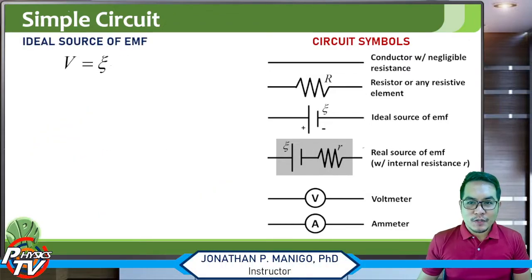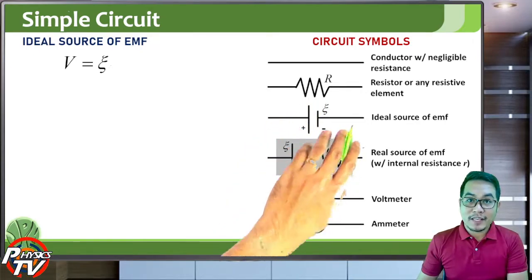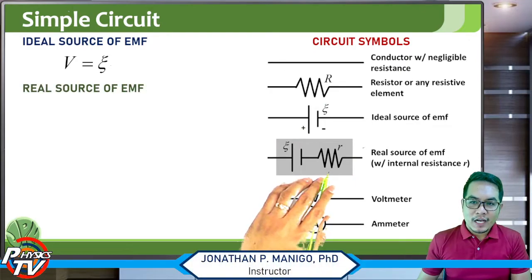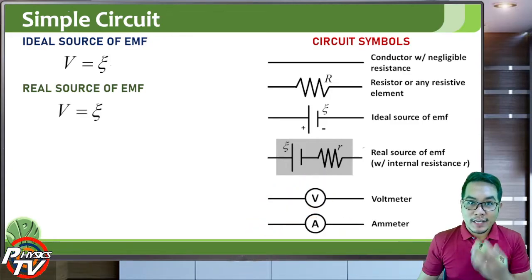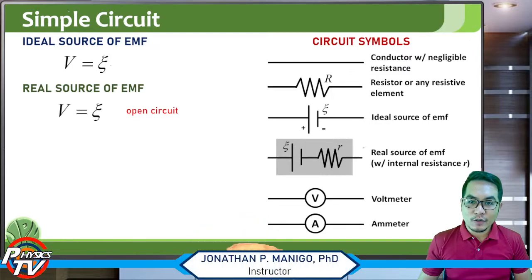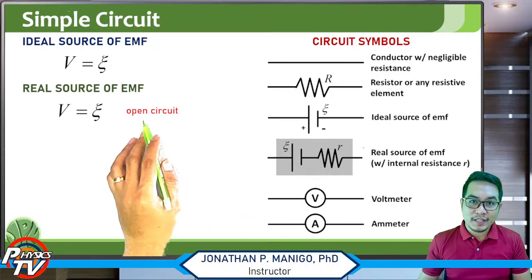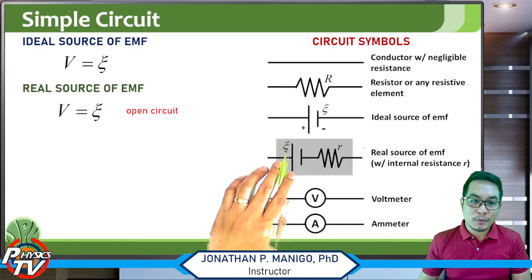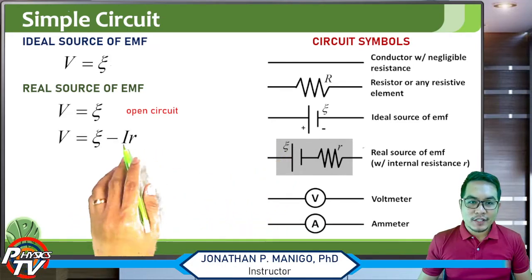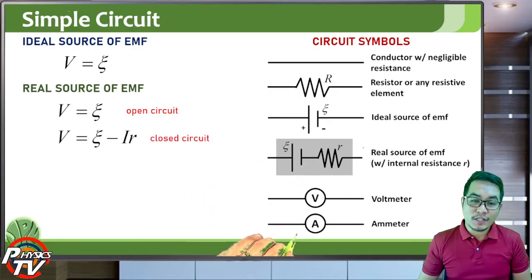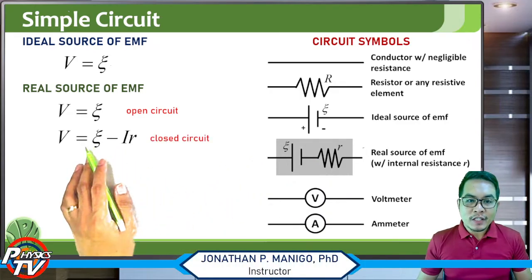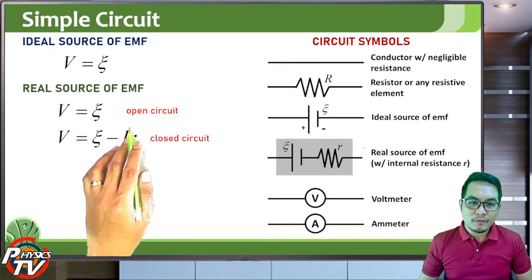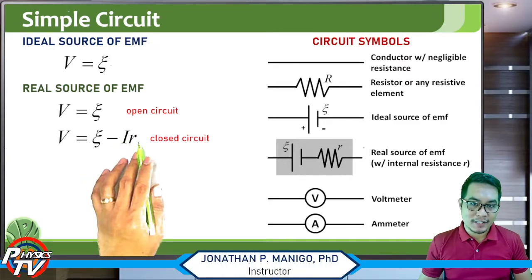For an ideal source of EMF, such as this one, the voltage of this source is just equal to its EMF. But if you have a real source of EMF, the voltage of this source depends on whether there's current flowing through it. If there's no current flowing through it, which means it's an open circuit, not a complete or closed circuit yet, then the voltage is just equal to the EMF. But if you connect it to a circuit and current flows, it's now a closed circuit, or a complete circuit, then the voltage will become smaller. It will be reduced by a factor of I, the current, times r, the internal resistance.